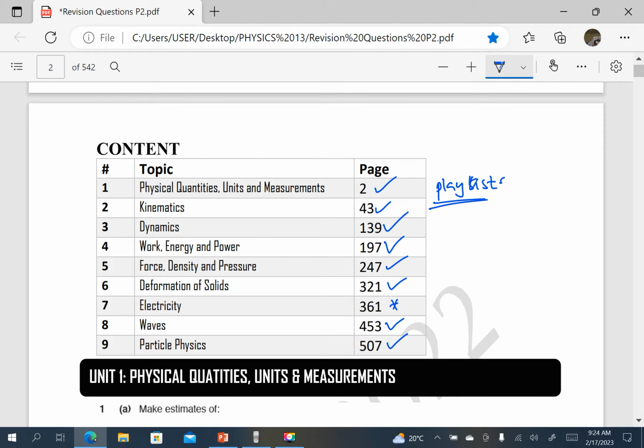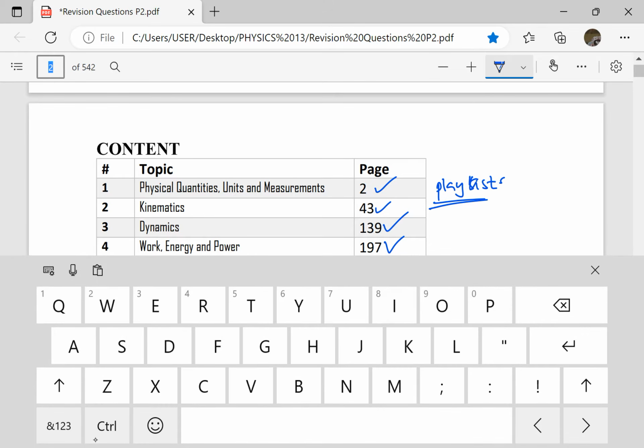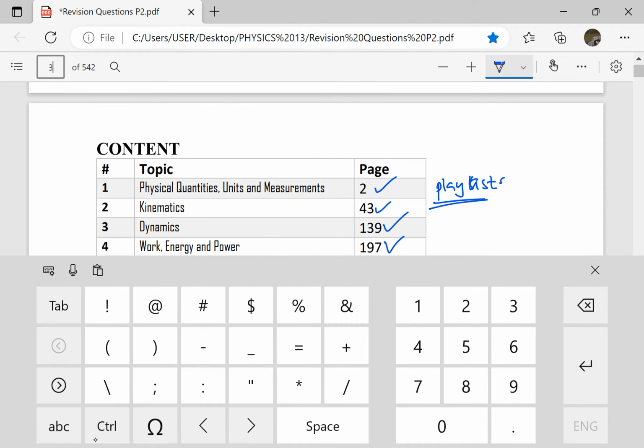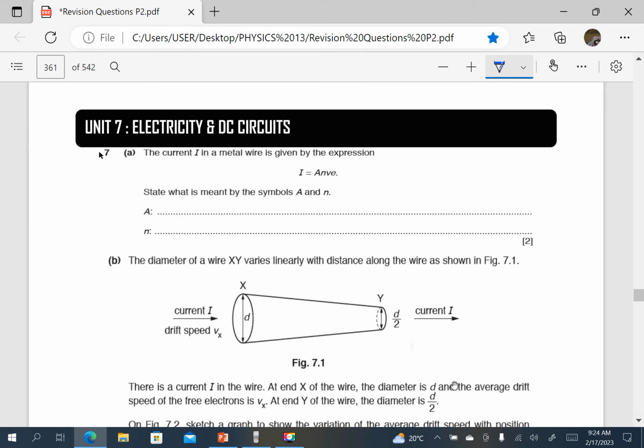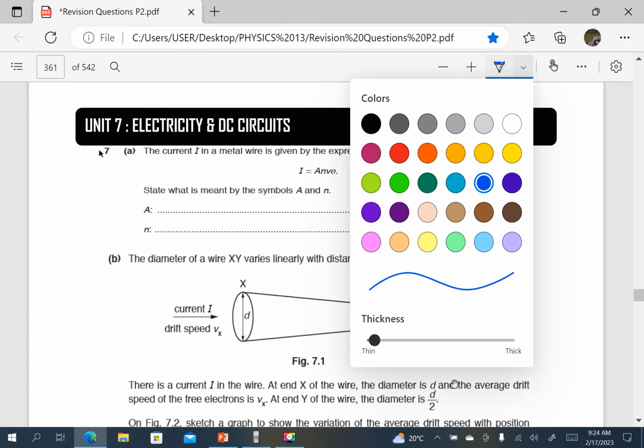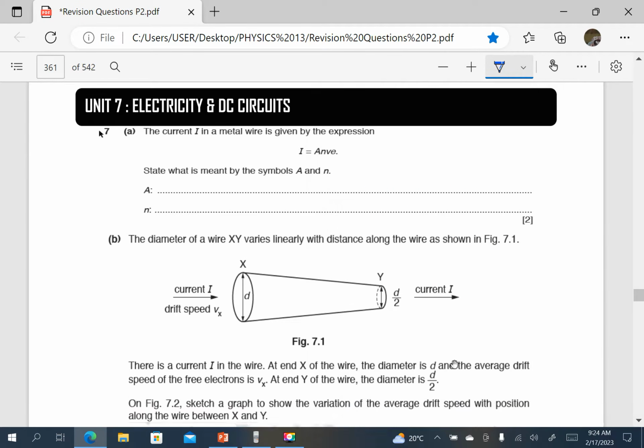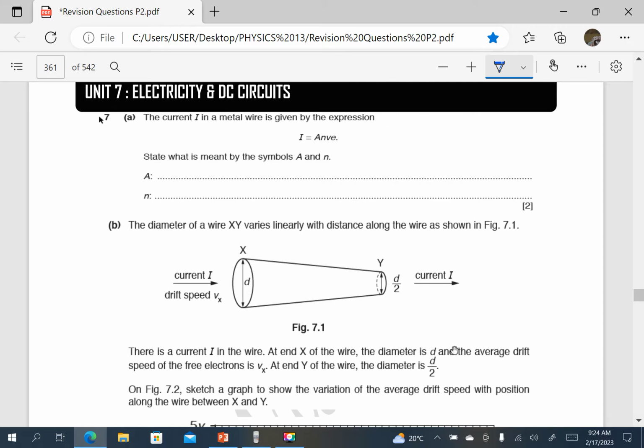So electricity is on page 361, so we shall check page 361. Okay, so here we are on page 361, and we are here to start. Number 1. The current I in a metal wire is given by this expression.